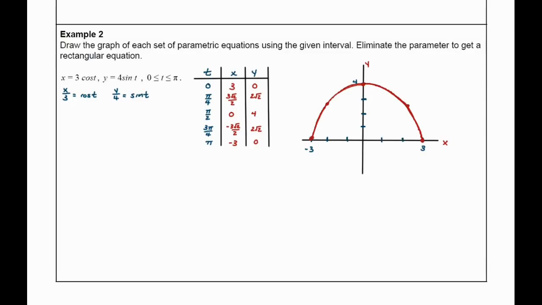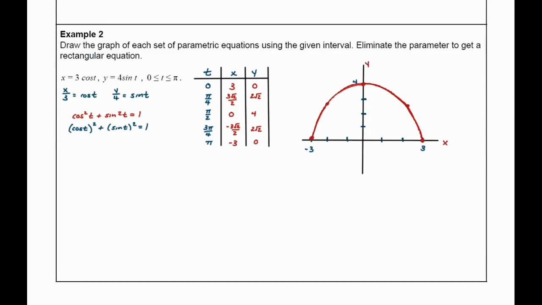So here's where a trig identity comes into play. What you might remember is cosine squared of t plus sine squared of t is equal to 1. That's our Pythagorean identity. I'm going to rewrite it as cosine of t quantity squared plus sine of t quantity squared equals 1.